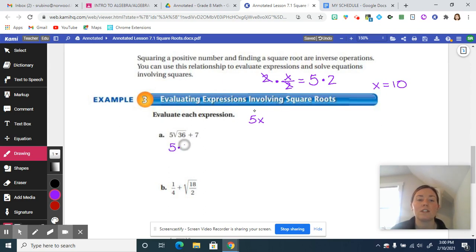The square root of 36 is 6. And this becomes 5 times 6 plus 7. 5 times 6, we are going to simplify to 30. 30 plus 7 equals 37. So when we evaluate this expression, we get an answer of 37. Now let's look at B.